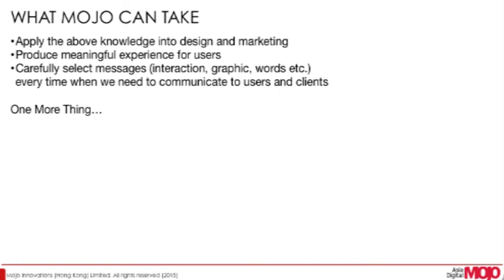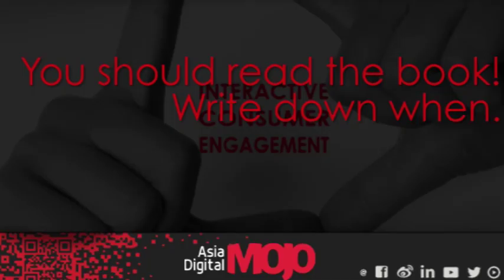What can a company like MOJO take from this? We need to apply the above knowledge to design and marketing, and to produce a meaningful experience for users. And we need to carefully select messages, for example, interaction, graphics, and words, every time we communicate to users and clients. By the way, there is one more thing. You should read the book. Now think about when you're going to start reading the book and write it down. Thank you for listening and hope to see you soon.